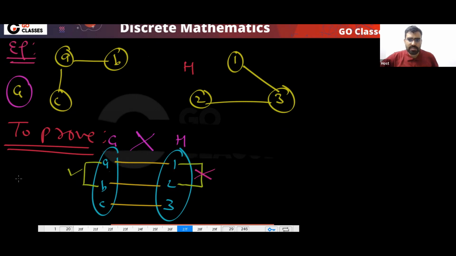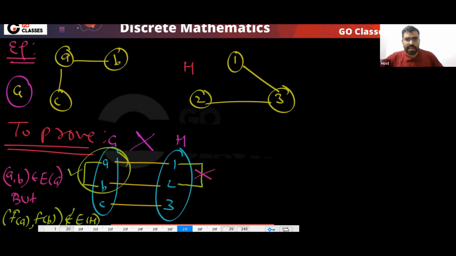See, AB has an edge. Now you can notice one thing: AB belongs to E of G, but F of A comma F of B does not belong to E of H. So you can notice A comma B have an edge between them, but their corresponding characters don't have an edge. So this bijection will definitely not work. So can I say they are not isomorphic?